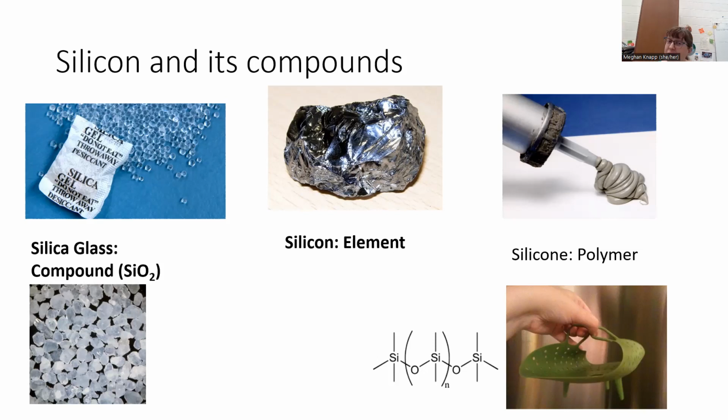Okay, so very similar sounding names, but they're not the same thing. One is an element and all the others are compounds. And even among the compounds, we have the hard glass, and then we also have the polymer. So the glass takes on one kind of structure, a crystallized structure, and the silicone has a polymer to it.